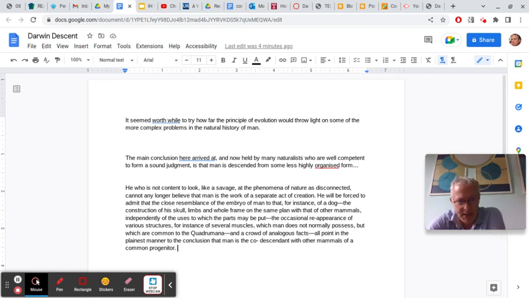So at the beginning of the book, he sets out the basic principle of the thing. He says, it seemed worthwhile to try how far the principle of evolution would throw light on some of the more complex problems in the natural history of man, the natural history of human beings. So, what sort of light is he talking about? Well, we'll get into that in the next video, I think.